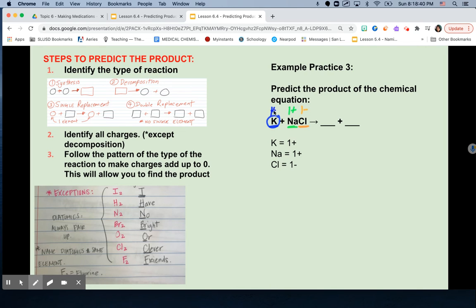Well, notice that K has a 1 plus charge. So it's going to get with the opposite charge. So it's going to get with Cl because it has a negative charge. They're going to pull towards each other like magnets, and then it's going to kick Na out. So here, Na is going to be single after the reaction all by itself, and K is going to get with Cl. So if I know that K is going to get with Cl, I need to make sure that the charges add up to 0.